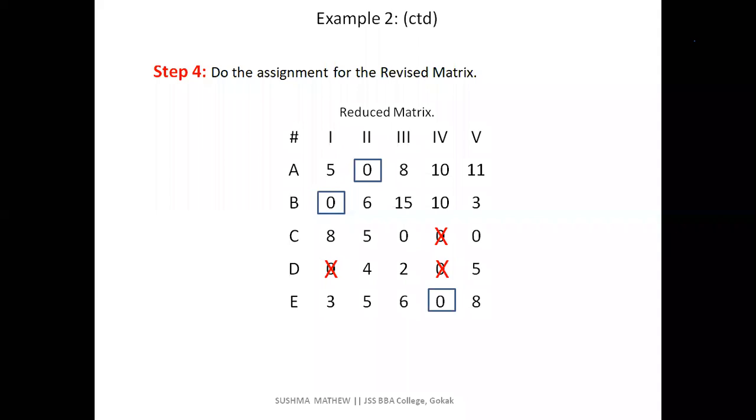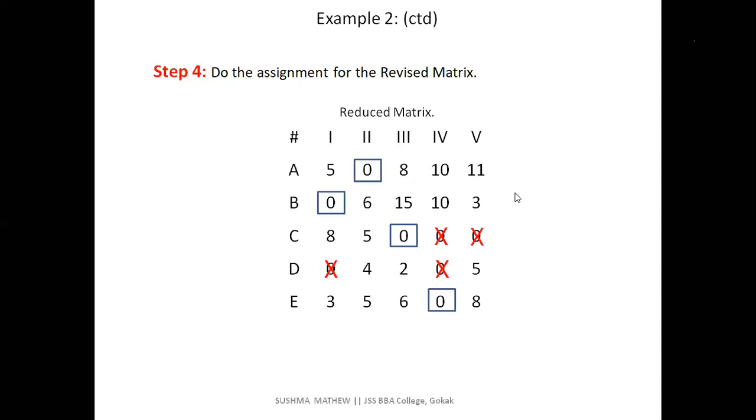Third column, there is one single zero which has been left out. Yes, ma'am. Third column: 8, 15, 0, 2, 6. These are the elements of the third column. Are you able to see? Now do the assignment for that particular zero. When I do the assignment there, the next subsequent 0 in that particular row gets cross marked.